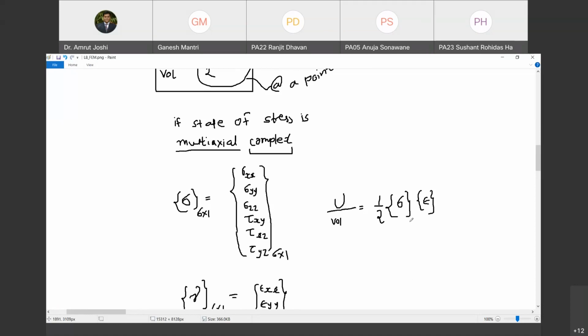But now stress is a matrix of 6 cross 1. Do you agree with me? Stress tensor is a matrix of 6 cross 1. Yes, sir. Epsilon is a matrix of 6 cross 1. Is multiplication possible? Yes, sir. No. How?